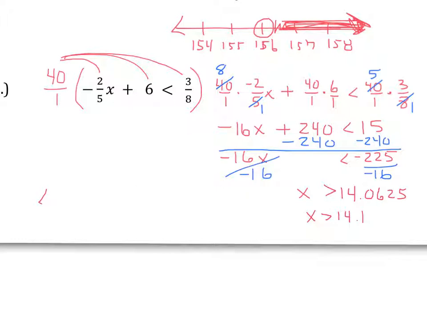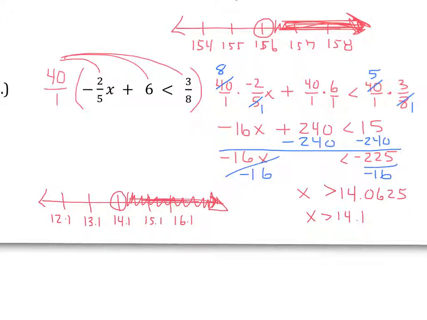All right, we can graph that. Let's see, 12.1, 13.1, 14.1, 15.1, 16.1, and we're looking for things greater than, so that's a hollow circle, goes to the right. We've colored all the numbers that are greater than 14.1. All right, I hope this is helpful. I'm going to do 4 more problems for you, but we're going to have to do that in the next video.